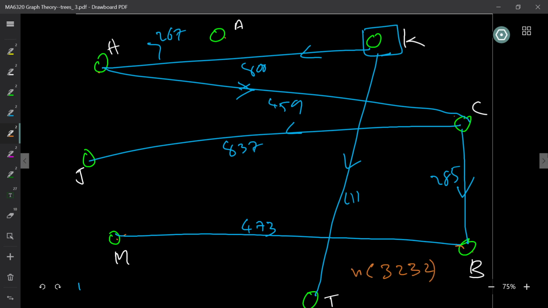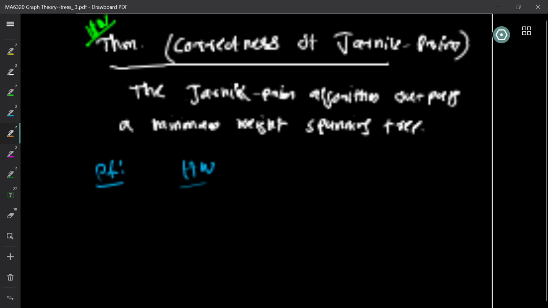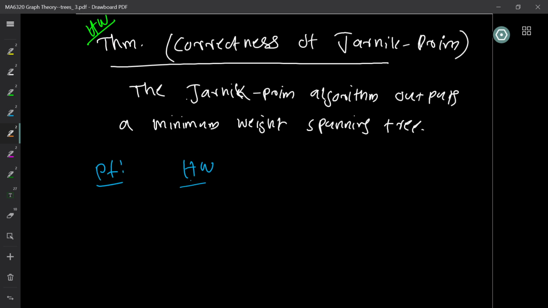So here the predecessor function is there, like for J we directly come from K, and C basically comes from H and K, etc. Now I will leave you with the proof of correctness. The correctness theorem is a homework question: the Jarnik-Prim algorithm outputs a minimum weight spanning tree, and you have to prove it. Let me see what all you need to prove. You have to prove minimality, but the ideas will be slightly different.